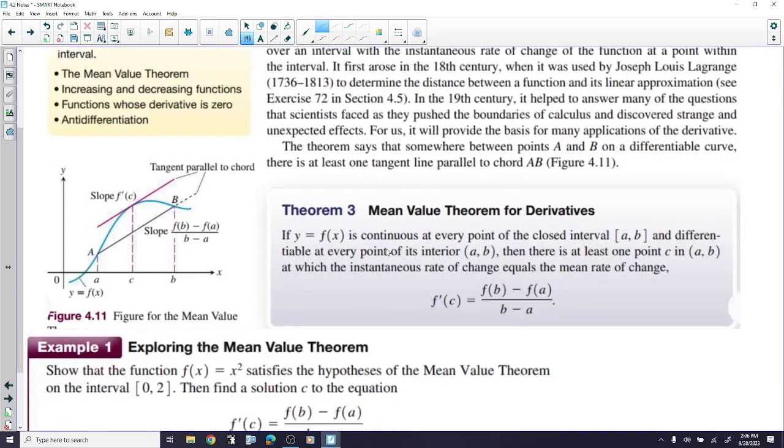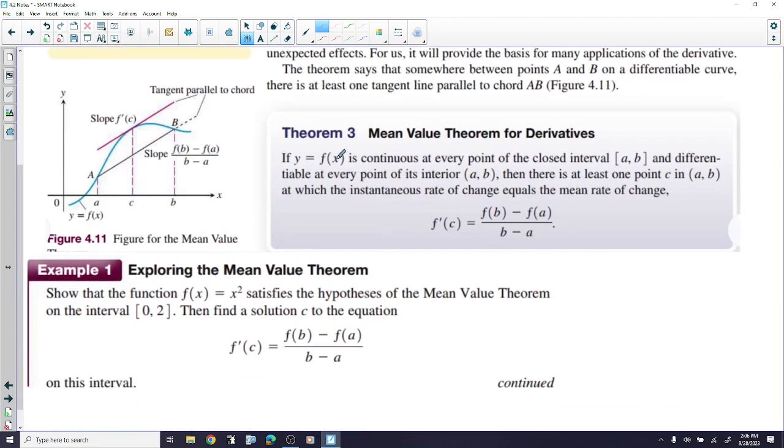Mean value theorem. If y equals f of x is continuous at every point of the closed interval, so continuous on the closed interval, and differentiable on every point of its interior AB, which is the open interval, then there is at least one point C in AB at which the instantaneous rate of change equals the mean rate of change, or the average rate of change.